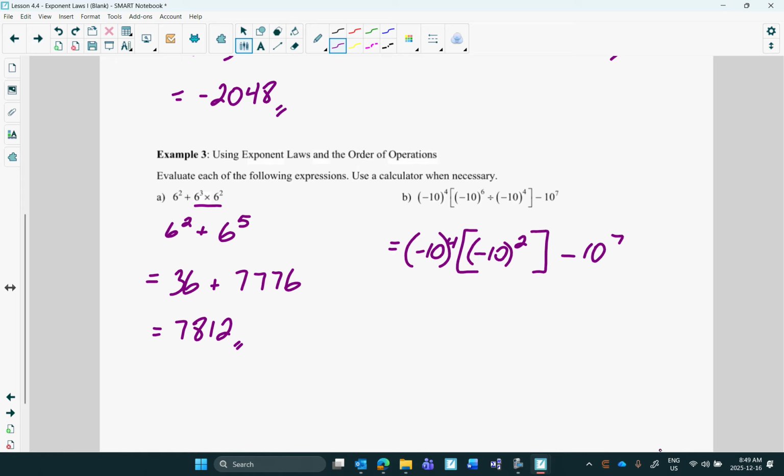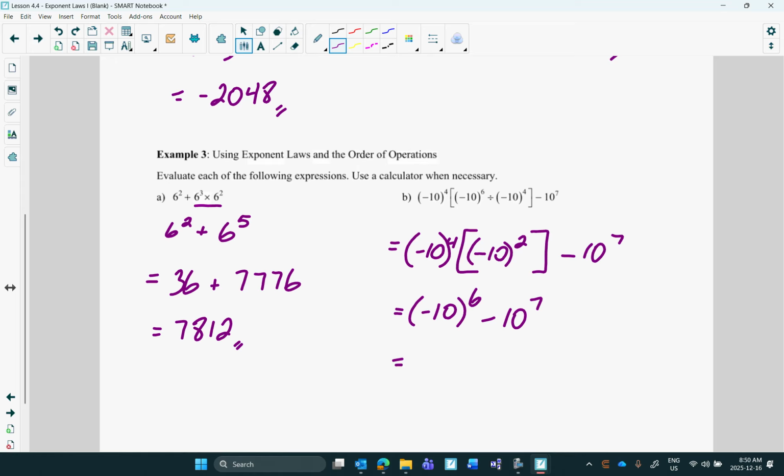Can I do any other exponent laws? Could I multiply these two? Yeah. And get -10 to the 6th, because I add the exponents. -10 to the 7. Well, that's as far as I can go with the exponent laws, because this is subtraction. I can only combine if it's multiplication or division. So I'm going to have to pull out my calculator.